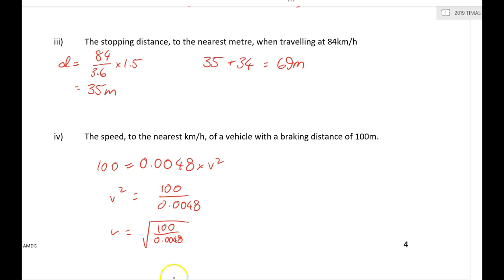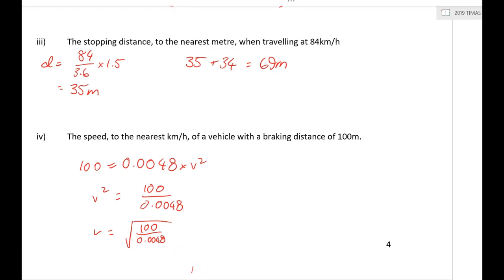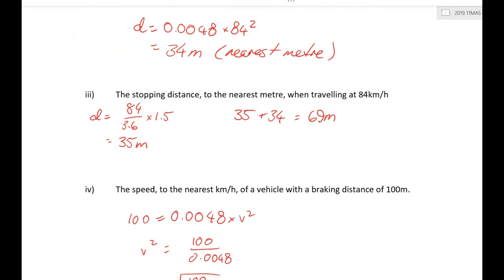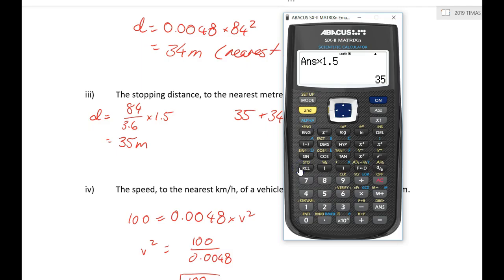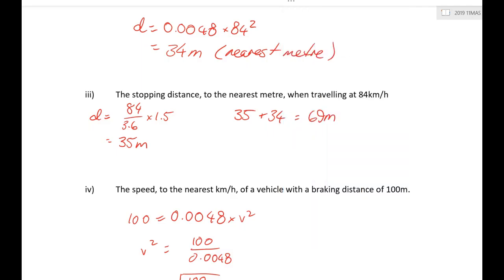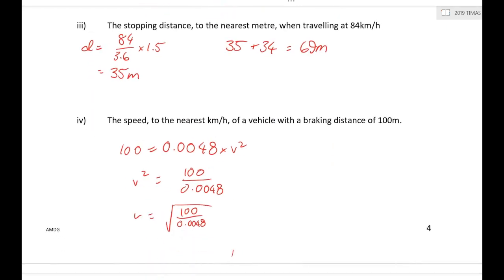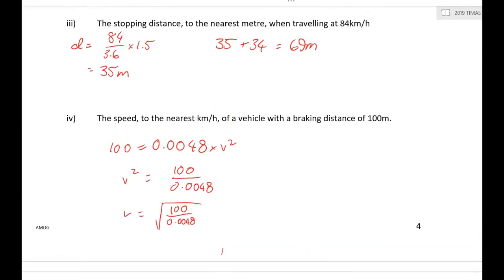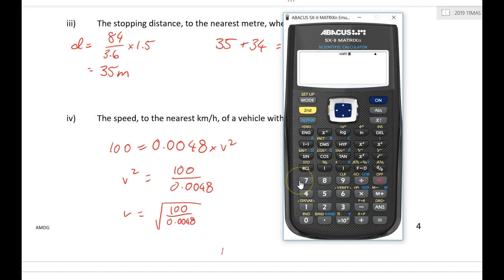Back to the calculator. Okay. Square root. Let's put the fraction in. 100 over 0.0048. All looks good. Equals 144 kilometers per hour.